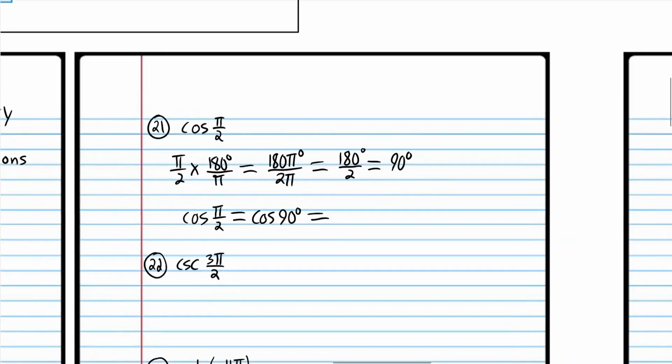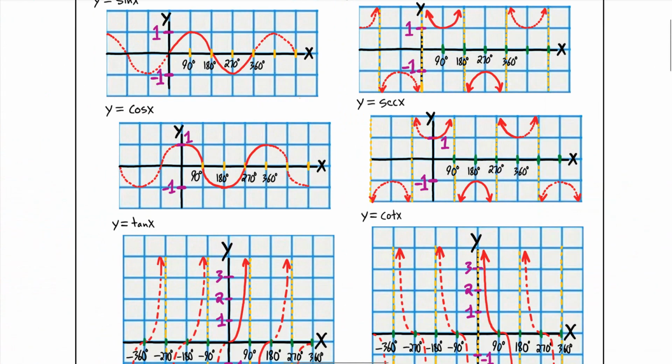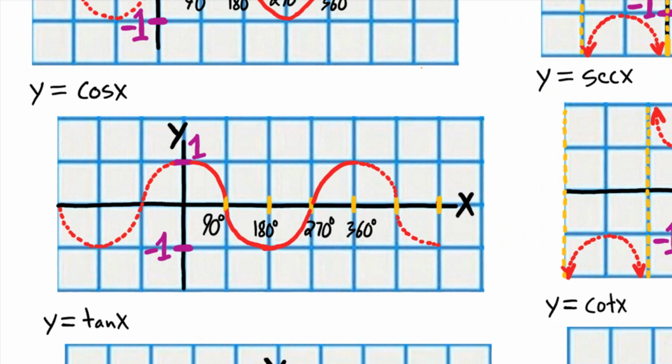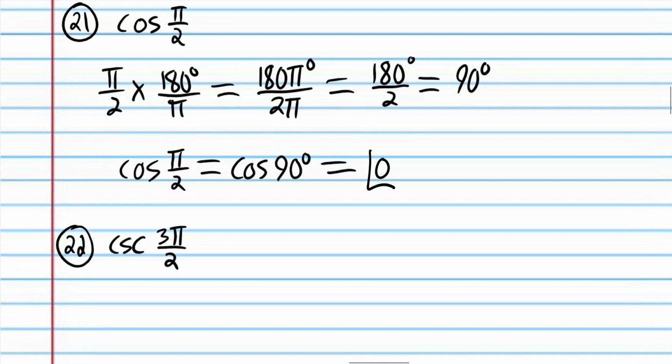And remember, if you have a multiple of 90 degrees, that's a collapsed triangle. So we have to go to our graphs. That's the easiest way to help us find the value. And so here we see 90 degrees. What is the y value that corresponds to that 90 degree x value? Well, it's 0. Again, it's 0. So cosine pi over 2 is 0.